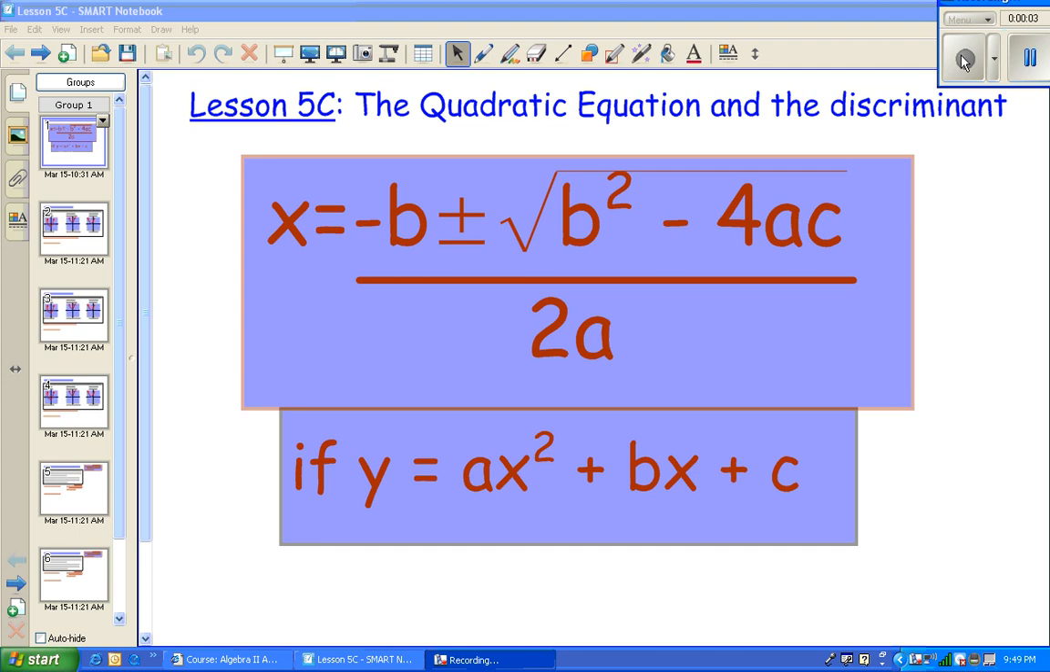Now we're going to begin Lesson 5C, the quadratic equation and the discriminant. What you see in the blue box here is the formula for the quadratic equation, with the understanding that you have already put the quadratic equation in standard form, which means ax squared plus bx plus c. This is a really important step because the values that you plug in for a, b, and c come from the a value being the number attached to the x squared term, the b value being the number attached to the x term, and the c value being the constant.